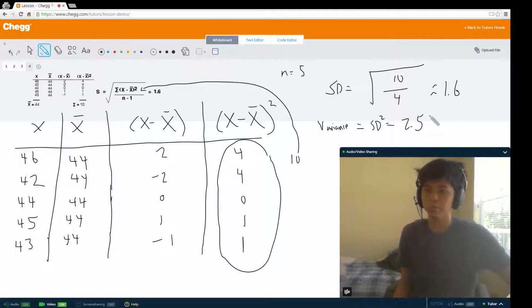Okay, so that was an example of how we would apply standard deviation to a statistics problem, and I hope everything made sense.